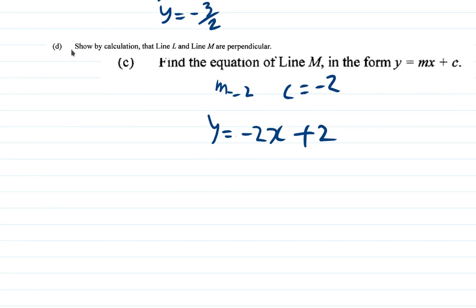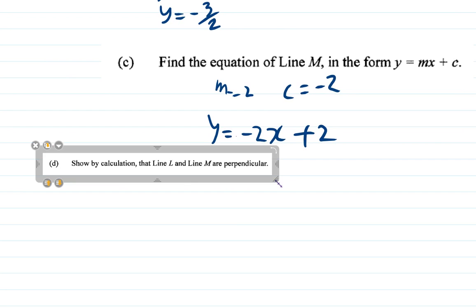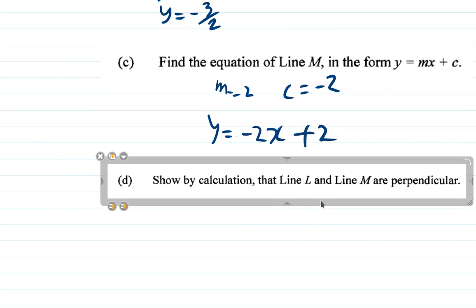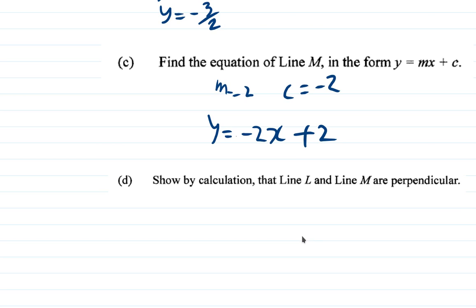Alright. So this is part D of the question. Show by calculation that line L and line M are perpendicular to each other. Remember what perpendicular means? It means that they are at 90 degrees.